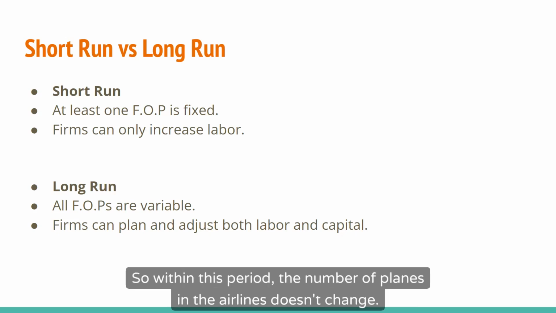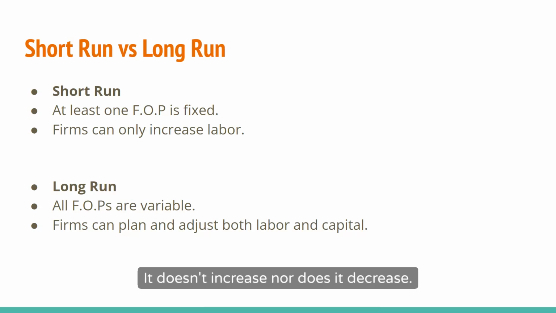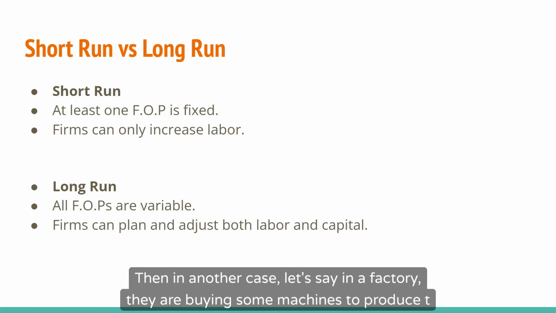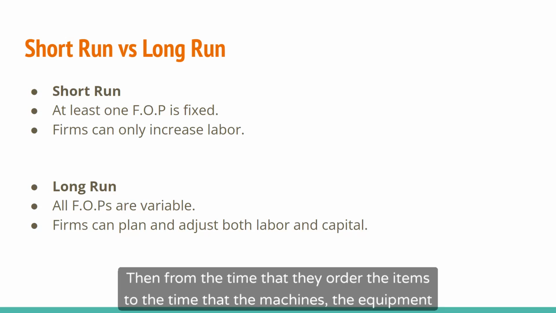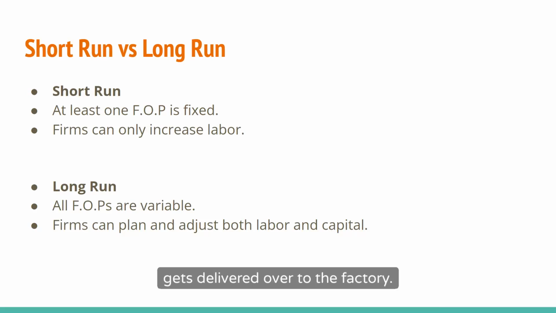So within this period, the number of planes in the airlines doesn't change. It doesn't increase, nor does it decrease. So this is referred to as the short run. Then in another case, let's say in a factory, they are buying some machines to produce t-shirts or to produce any product for that matter. Then from the time that they order the items to the time that the machines, the equipments get delivered over to the factory, this is also referred to as the short run.